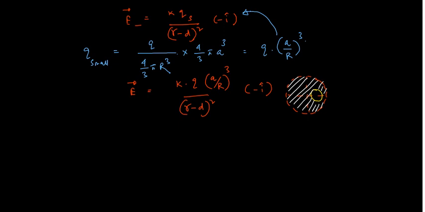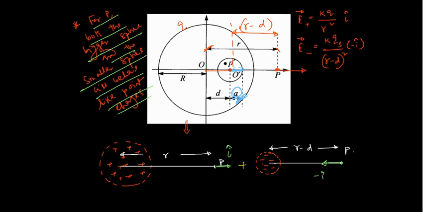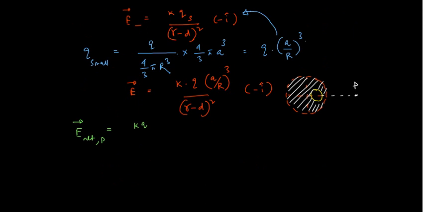At this point P, for that I will follow the superposition principle. E net at point P (vector) will be equal to E due to the positive one that we have already calculated, that is simply KQ by small r square I cap, plus this one: K into Q small a by R cube divided by (R minus D) square, along minus I cap. So that will be your answer.